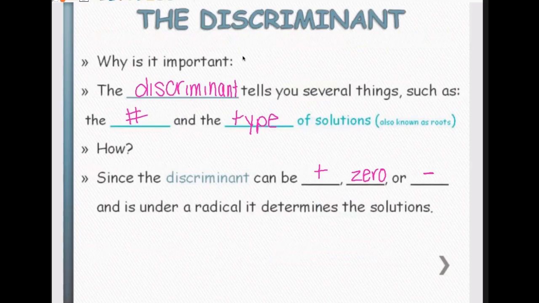So from yesterday, just a review, the discriminant tells me several things. It tells me the number and type of solutions. Remember that another word for solutions is roots. The discriminant can be positive, negative, or 0, and it is under a radical that determines the solutions. So if it's positive, you have 2 real, negative, 2 imaginary, and 0, you have 1 real.